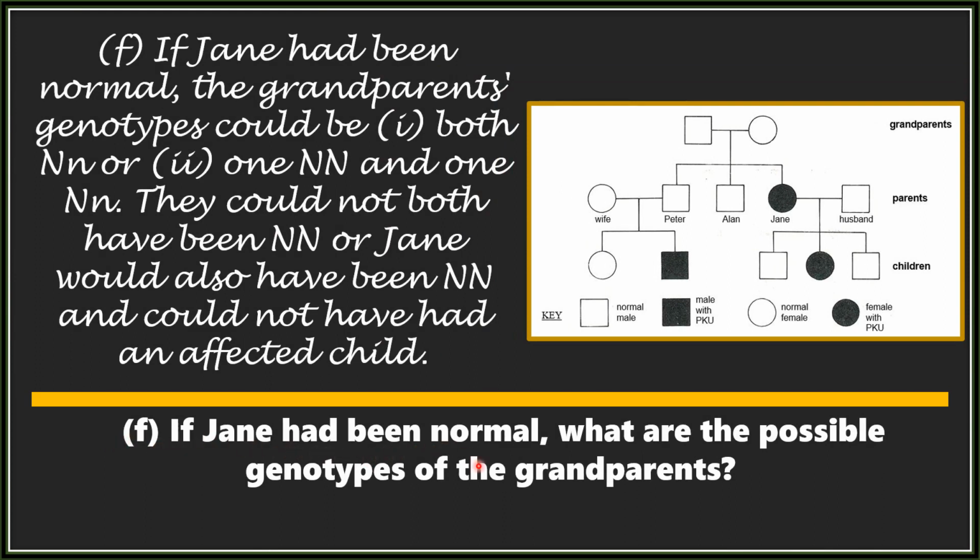If Jane had been normal, what are the possible genotypes of the grandparents? If Jane had been normal, the grandparents' genotype would be both capital N, small n, or one capital N, capital N and one capital N, small n. They could not both have been capital N, capital N, or Jane would also have been capital N, capital N and could not have had an affected child.